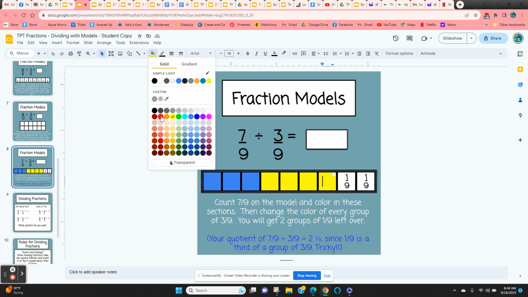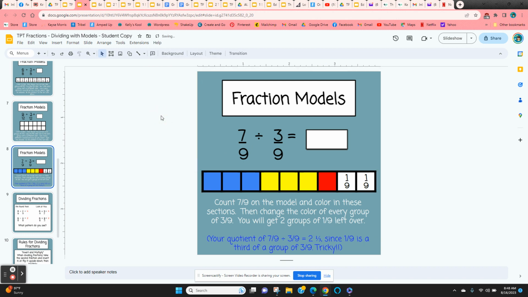So let's take a look at what we have left over. So out of 7 ninths, we have 2 groups plus 1/3. You can see that this is 1/3, so it's 1 out of 3 in this last section. So our answer is going to be 2 and 1/3.